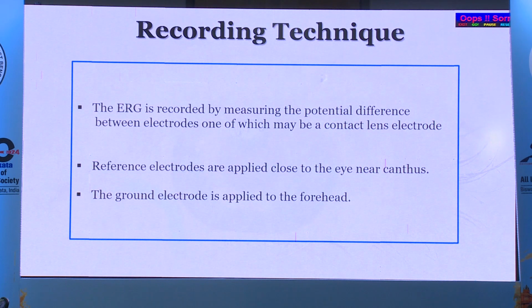The ERG is recorded by measuring the potential difference between electrodes, one of which may be a contact lens electrode. There are reference electrodes which are applied close to the eye near the canthus, and there is a ground electrode which is applied to the forehead.